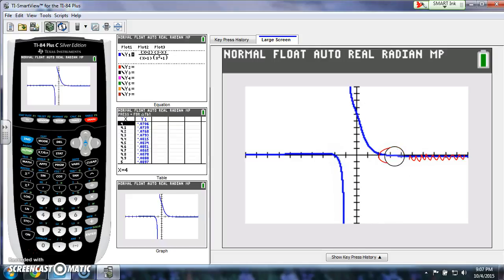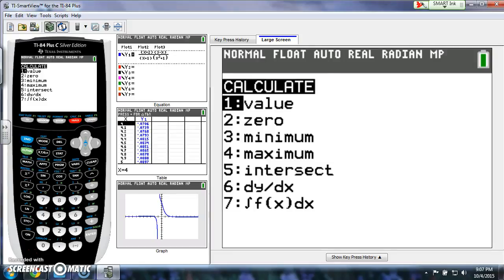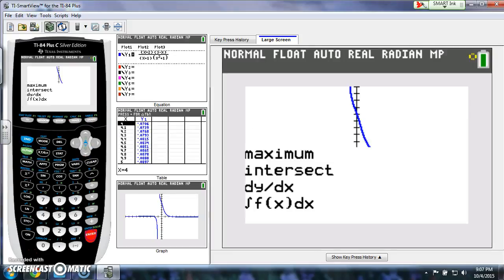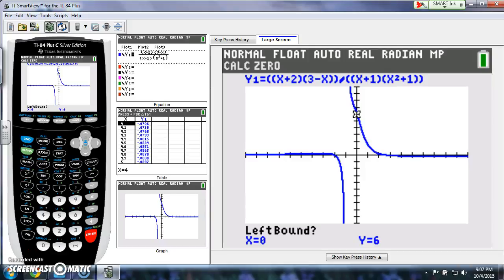One way to do it with the graphing calculator is to go second trace, which is the calculate feature. We're going to use option 2, which is finding the zero. Press enter, and it gives you a blinking cursor that you can move. I'm going to move it way off to the left, and you notice at the bottom it's asking us to put the cursor left bound. That means on the left side of the x-intercept, or left side of the zero. I have it there. Press enter.